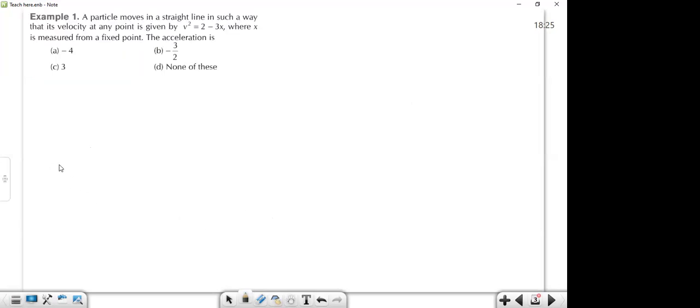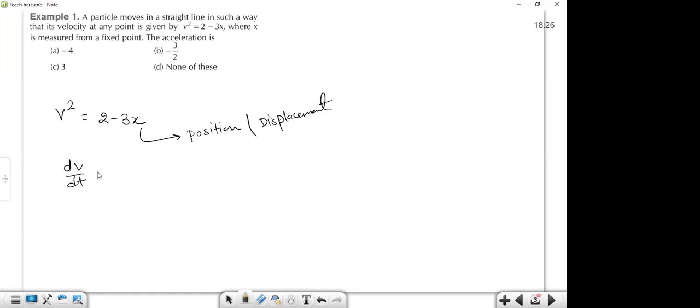Okay. So let's now solve the first question, in which we have to find the acceleration. It is given that a particle moves in a straight line in such a way that its velocity at any point is given by v square is equal to 2 minus 3x, where x is measured from a fixed point. So it is position, in other words, displacement.